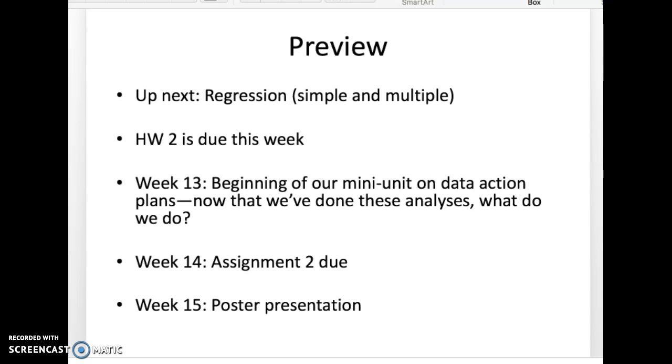Up next, tonight, we have regression, and we'll talk about simple and multiple regression. Homework 2 is due tonight as well. Week 13, we have the beginning of our mini unit on data action plans. So now that we've done these analyses, what in the world do we do with this information? Week 14, assignment 2 is due. Please remember that that is a change. And week 15 is our poster presentation.